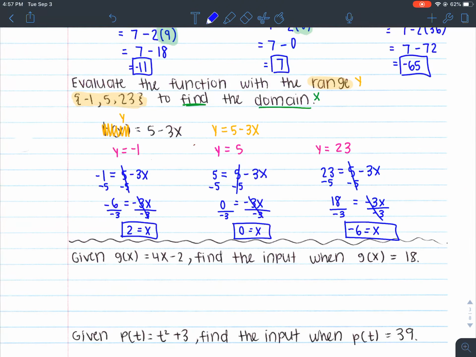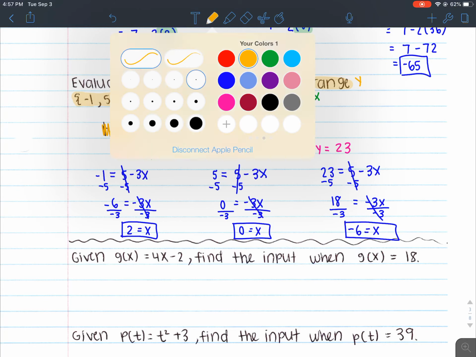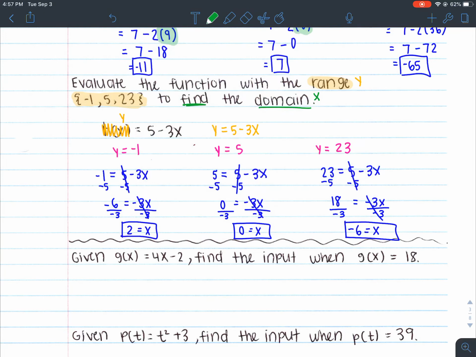So these are my x values. It gave me the range negative 1, 5, 23. And now I'm going to give it back to it in the same format. So when I had the output of negative 1, I now had the input of 2. They gave me the output of 5, I had the input 0. They gave me the output 23, and now I have the input of negative 6. So this time they gave me the output, and I had to find the input.